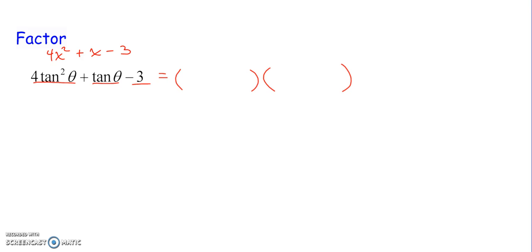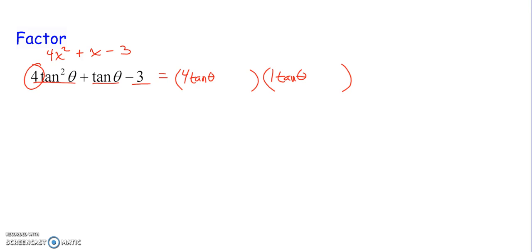But when we go to factor, usually you would put an x and an x, but here we're going to put a tangent theta and a tangent theta. Of course, tangent theta times tangent theta is only tangent squared theta, and I need it to be 4 tangent squared theta. So you could either try 2 and 2, or you could try 4 and 1. Let's see if 4 and 1 works.